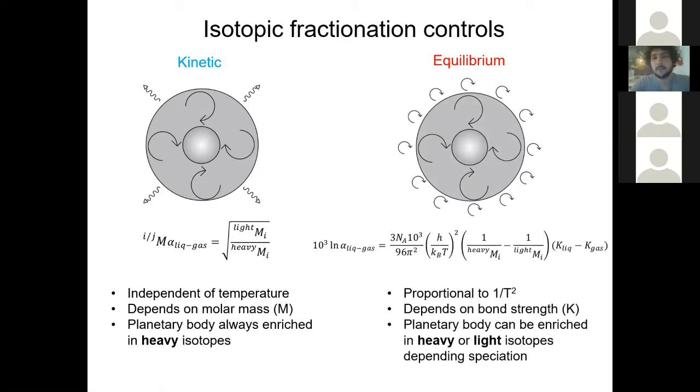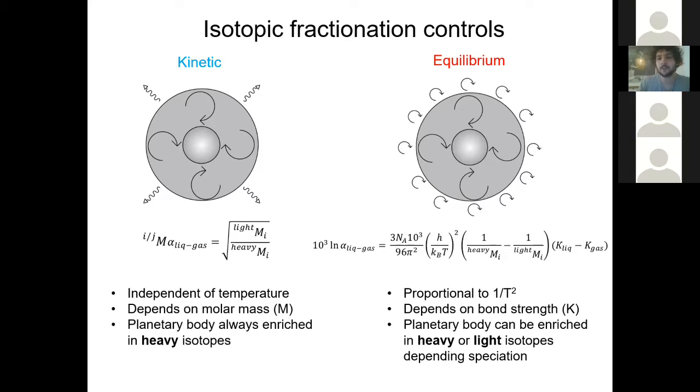The other end member is if isotopic fractionation were to occur at equilibrium. And again, this is also predictable, but in this case, it depends not only on the isotopic mass, but also on the temperature squared, as well as the relative bond strength between the liquid and the gas phase. And so depending on whether this term here in brackets is positive or negative, we can produce a heavy or light isotopic signature in the moon.